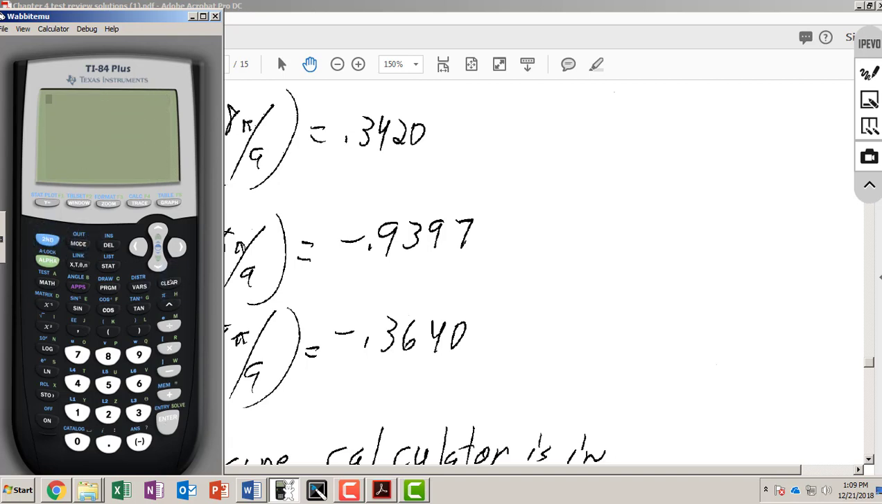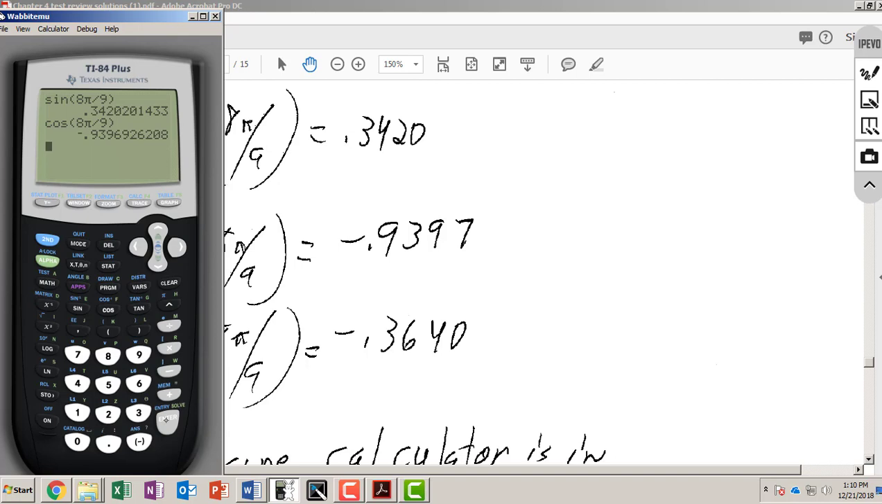Once you're done doing that, you can just type it directly in your calculator. The first one I'm going to type in is the sine of 8 pi divided by 9. I hit enter, and it comes out to be 0.3420. Next, it also wants the cosine. So cosine of 8 pi divided by 9. Hit enter, and you'll get negative 0.9396. I just rounded that off.